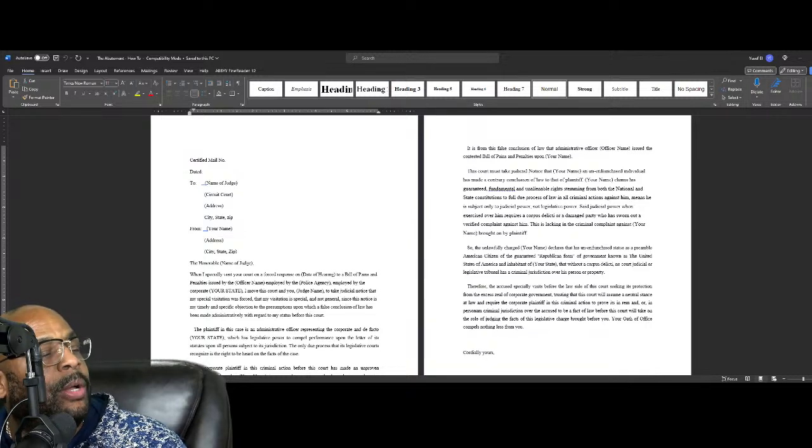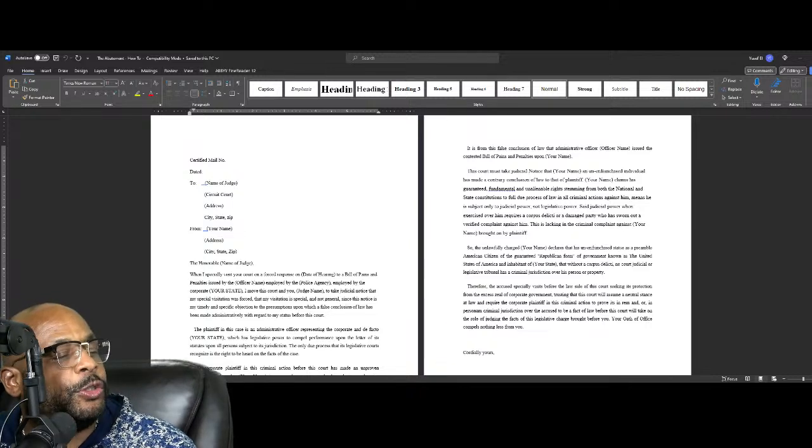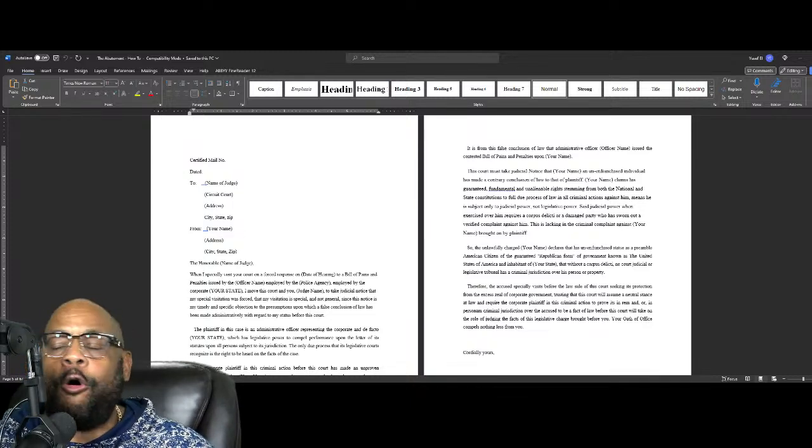John Henry Doe claims his guaranteed fundamental and unalienable rights stemming from both the national and state constitutions to full due process of law, and all criminal actions against him means he is subject only to judicial power, not legislative power. Said judicial power, when exercised over him, requires a corpus delicti or a damaged party who has sworn out a verified complaint against him. This is lacking in the criminal complaint against John Henry Doe brought on by the plaintiff.